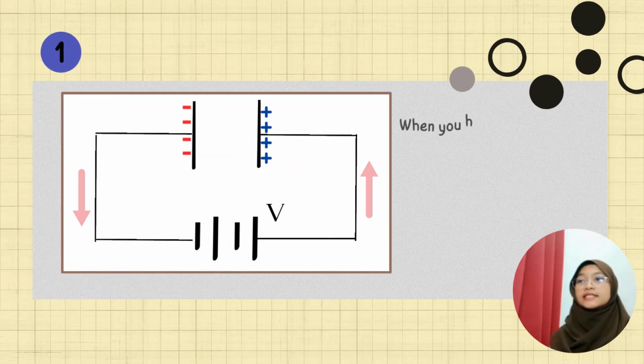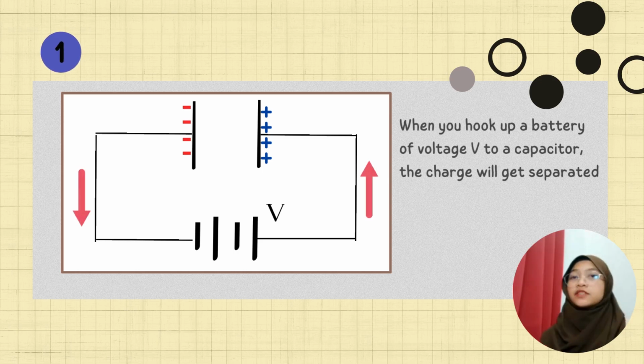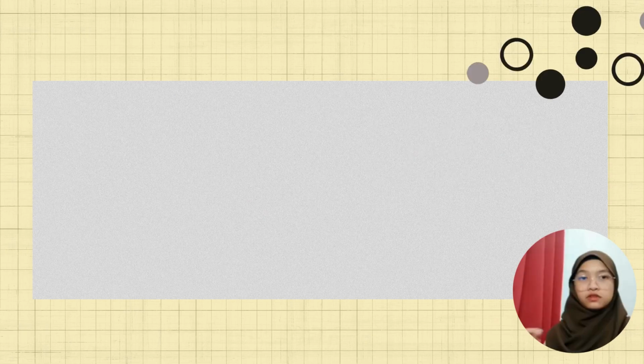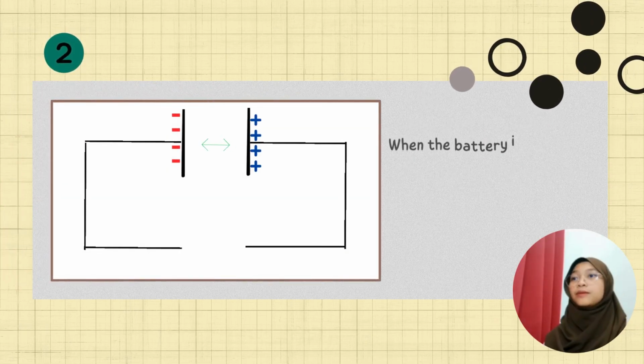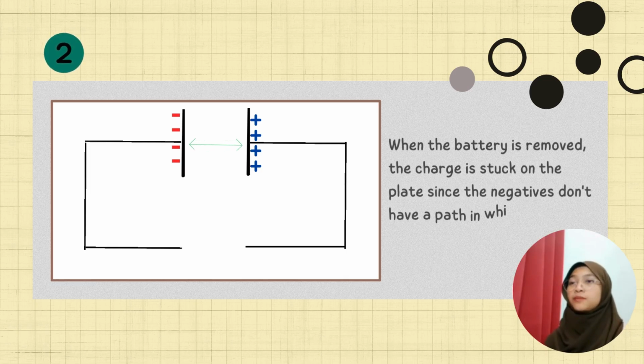So how does a dielectric increase the capacitance? For the first one, you can look at the diagram here. When you hook up a battery of voltage to a capacitor, the charge will get separated. For the second one, if you remove the battery, the charge is stuck on the plate since the negative charges don't have a path in which to get back to the positive.